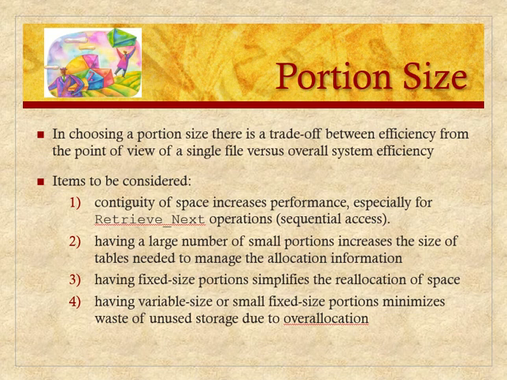In choosing a portion size, there is a trade-off between efficiency from the point of view of a single file versus overall system efficiency. The items that need to be considered: first, contiguity of space will increase the performance. Second, having a large number of small portions increases the size of tables needed to manage the allocation information. Third, having fixed size portions simplifies the reallocation of space. And finally, having variable size or small fixed size portions minimizes waste of unused storage due to over allocation.